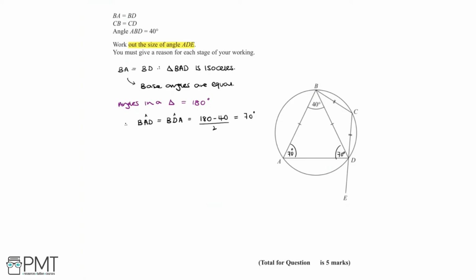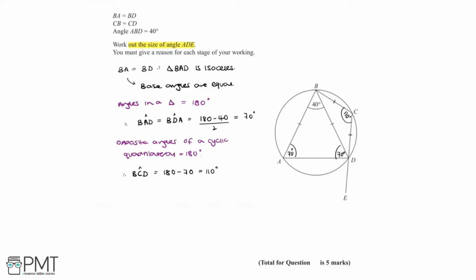Now the quadrilateral ABCD is a cyclic quadrilateral, because all 4 points lie on the circumference of the circle. Using our knowledge of circle theorems, we know that the opposite angles of a cyclic quadrilateral add up to 180 degrees. Angle BAD and angle BCD are opposite angles in a cyclic quadrilateral, and so we can use this in order to find BCD, because we already know what BAD is. So we can say that angle BCD is equal to 180 take away 70, which is equal to 110 degrees, which we can also label in our diagram.